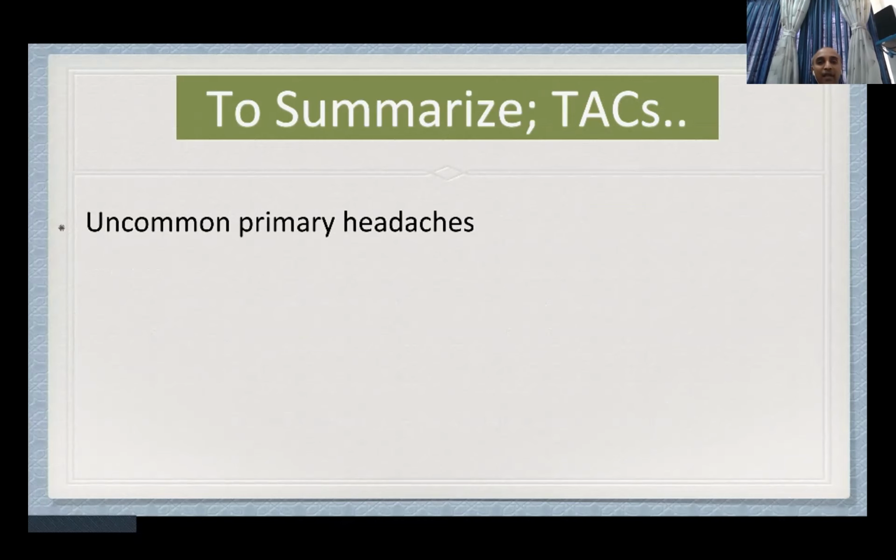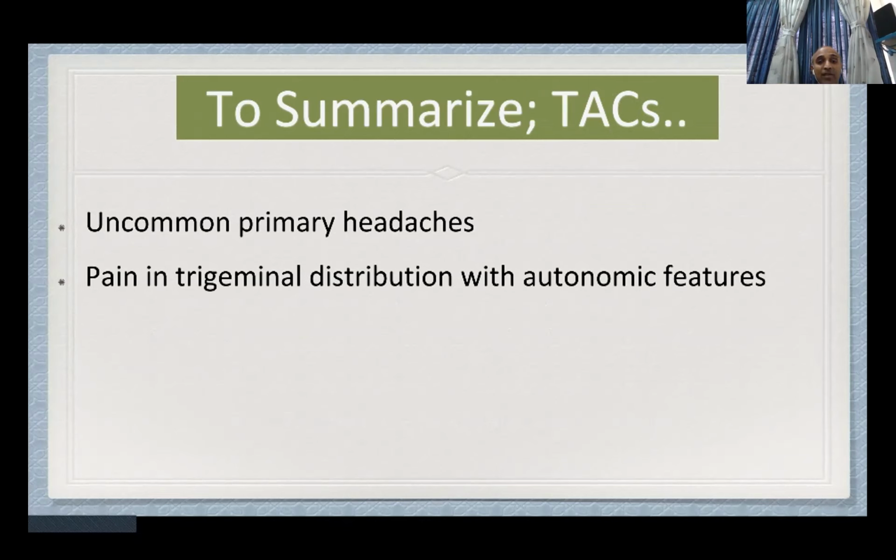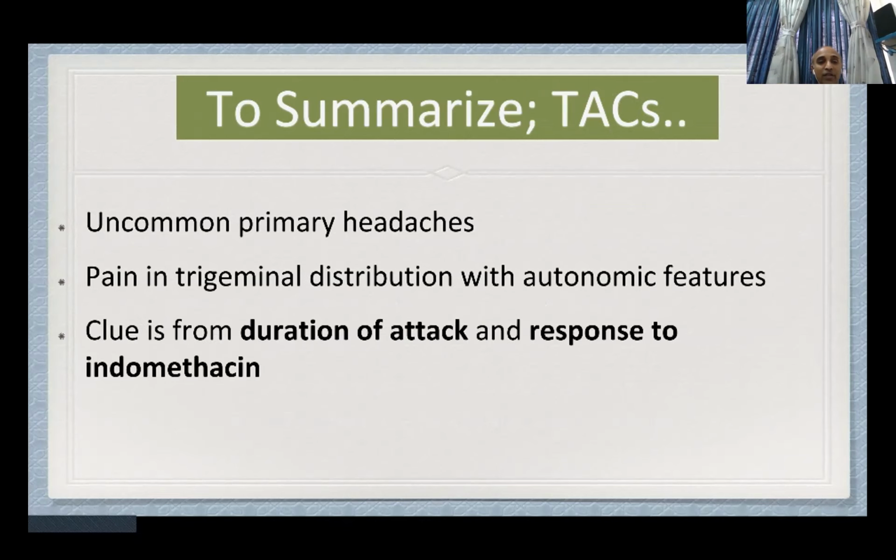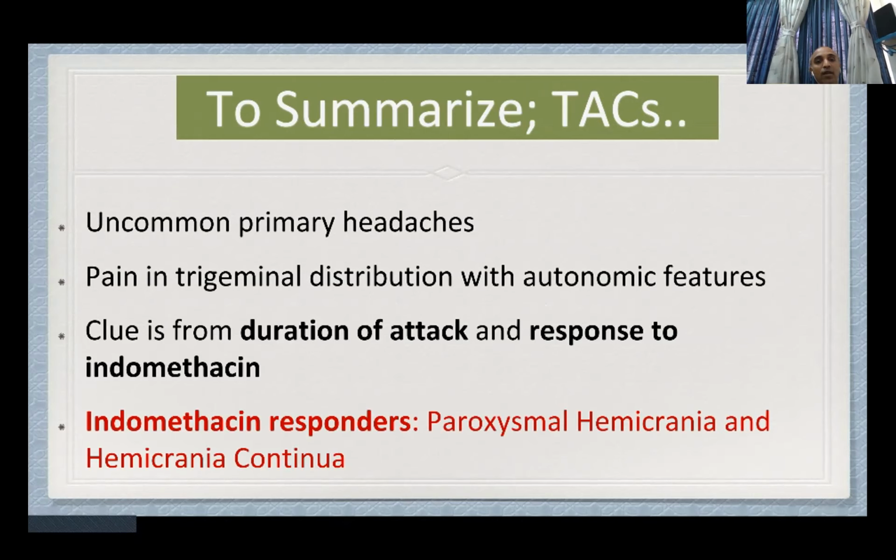So to summarize, trigeminal autonomic cephalgias are uncommon primary headaches. Pain is in trigeminal neural distribution with autonomic features. The clue to what is the type of TAC is from the duration of attack and response to indomethacin. So who are the indomethacin responder TACs? The paroxysmal hemicrania and the hemicrania continua.